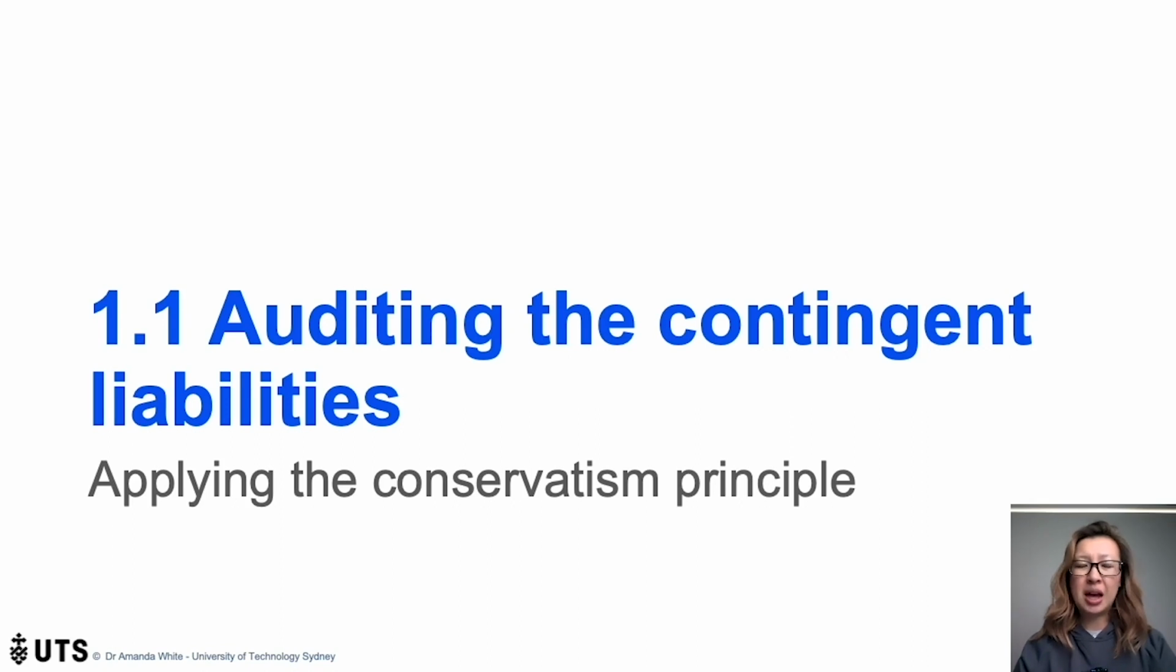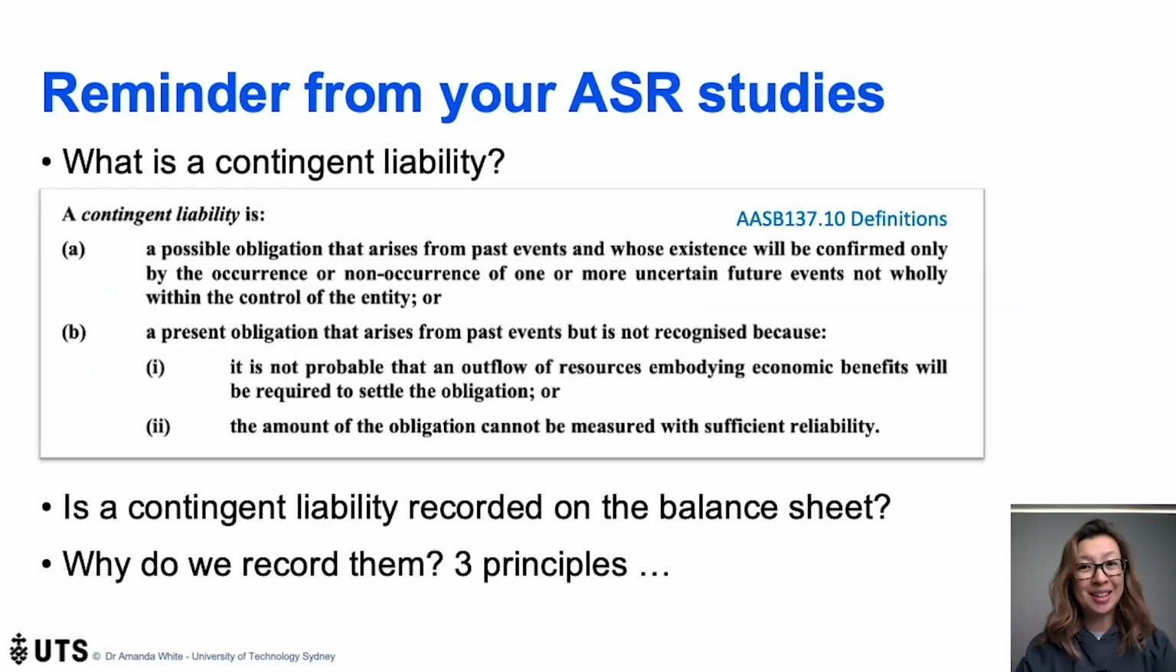So our first component here is auditing contingent liabilities. And contingent liabilities is really about observing or applying the conservatism principle. If you can remember your introductory accounting, we've got things like the entity concept. The conservatism principle is one of those. So remember, from accounting standards and regulations, you looked at contingent liabilities, provisions, and contingent assets. So it's really important to remember what our contingent liabilities are.